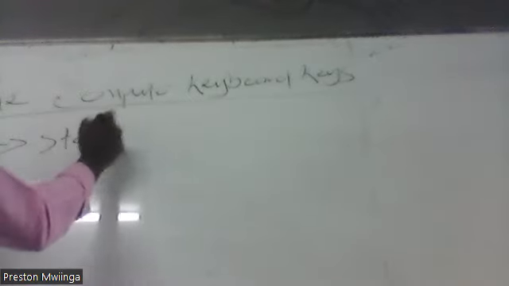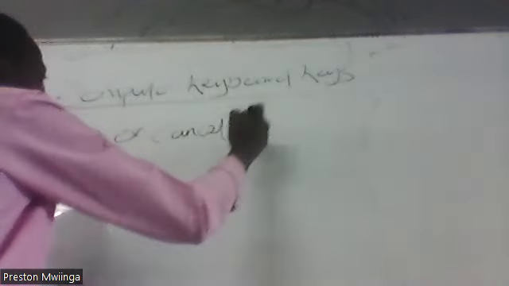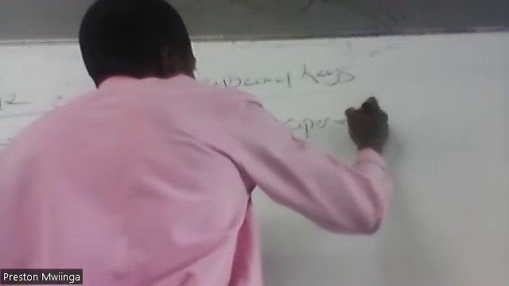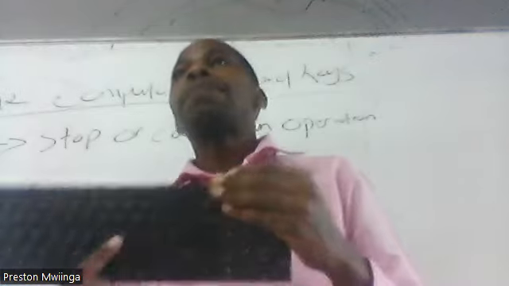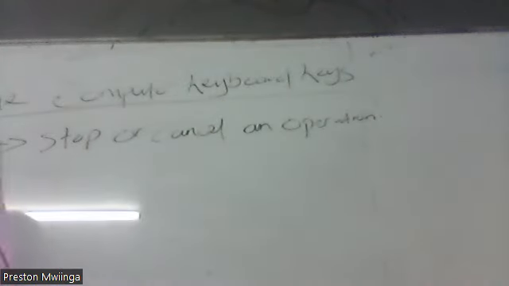So ESC, which is escape key, is used to stop or cancel an operation. Okay, so this usually happens, for example, when you're playing a game. You're playing a game and you wish to stop your game. You simply click on the escape, meaning automatically your game will stop.